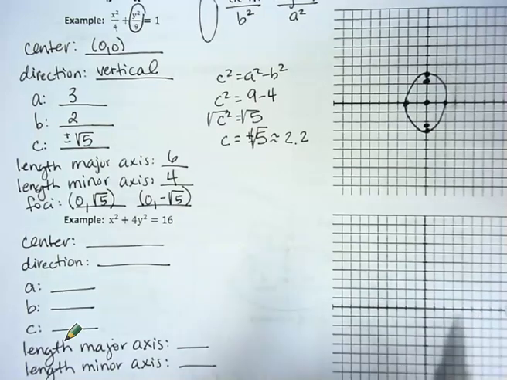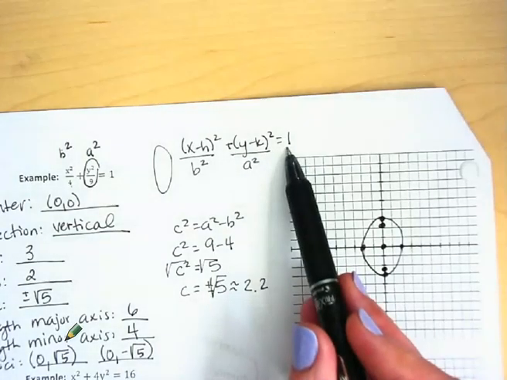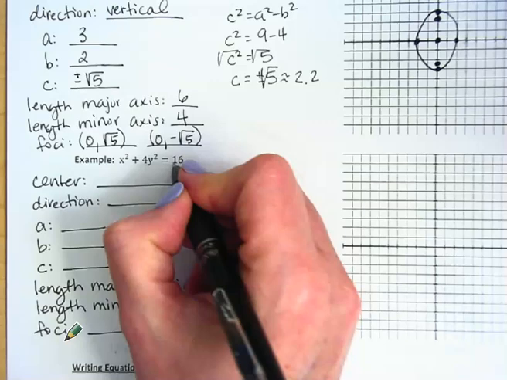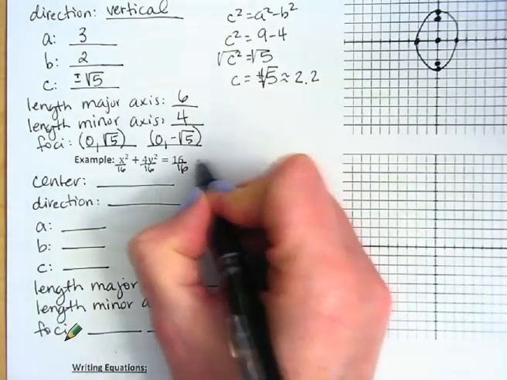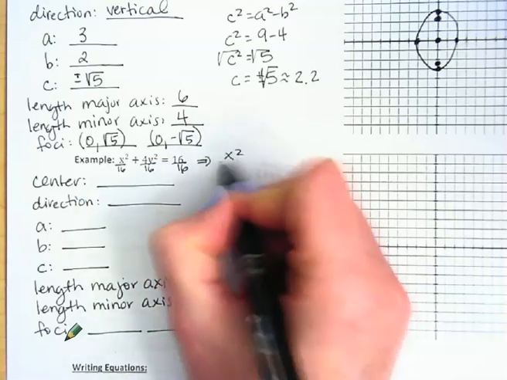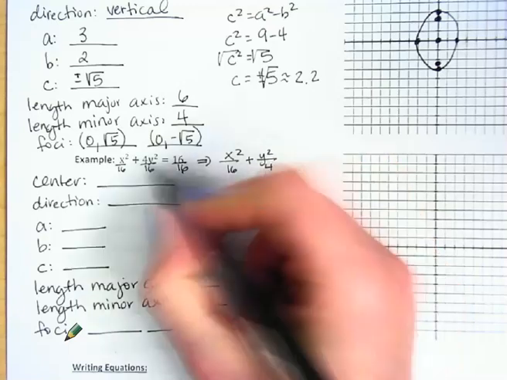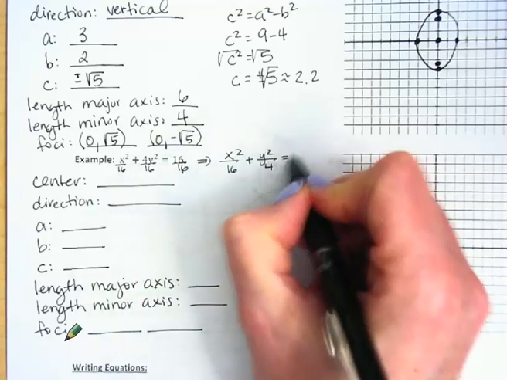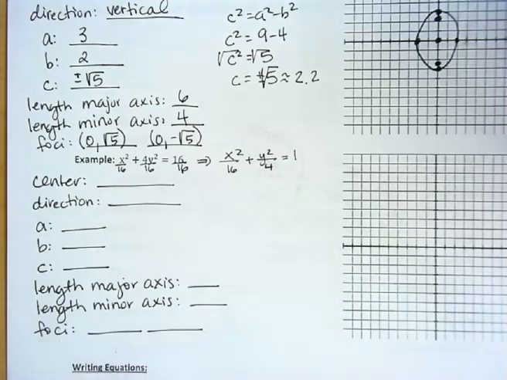And I'm going to give you a minute to do the next example, but there's a little bit of setup that I want to do. If you notice it's not set up correctly, our standard equations are equal to 1. So to get that set up here, I'm going to divide everything by 16 and then rewrite this as x squared over 16 plus y squared over 4 because I simplified 4/16 and then 1. So you take a minute and try this problem from there.